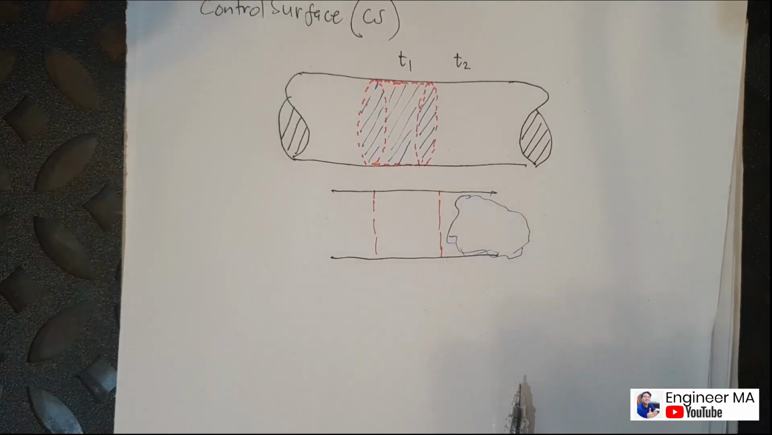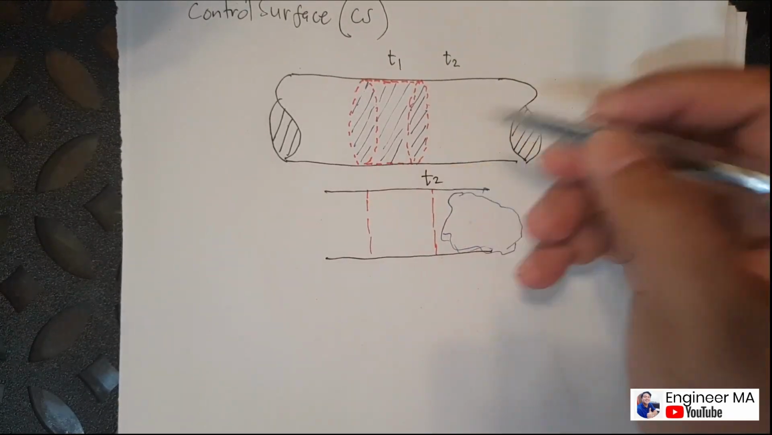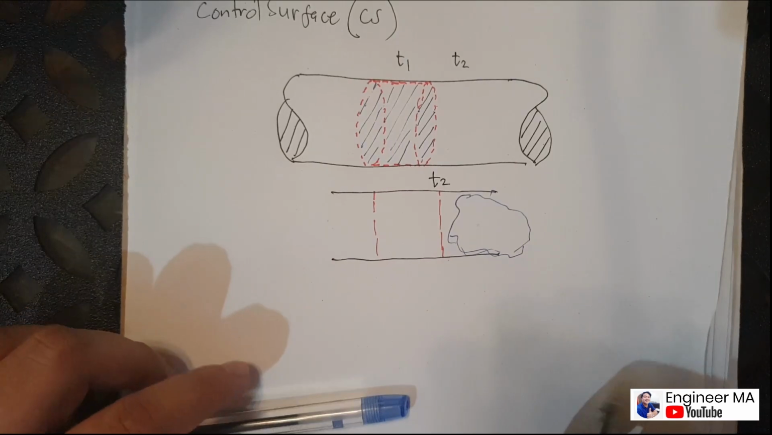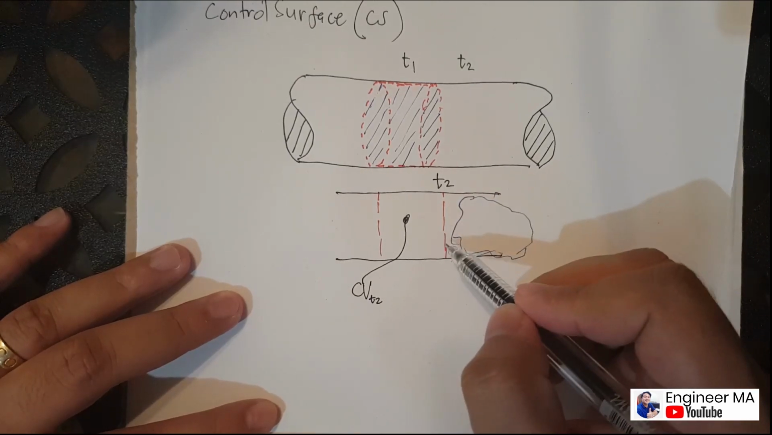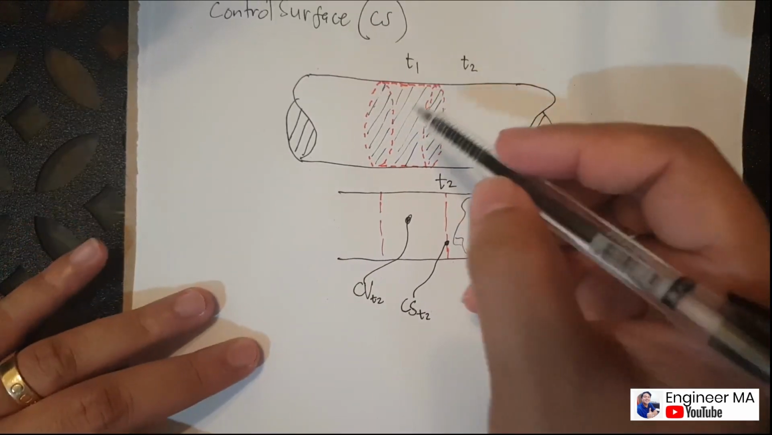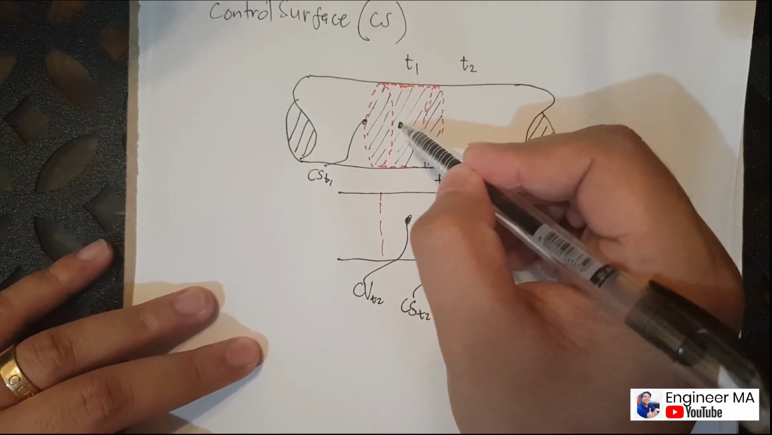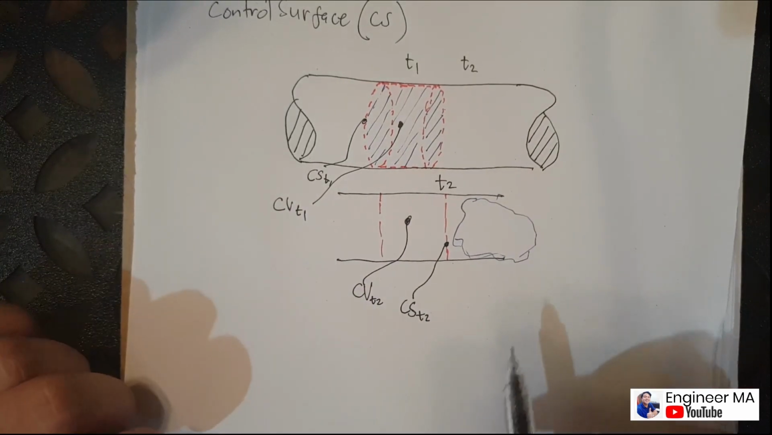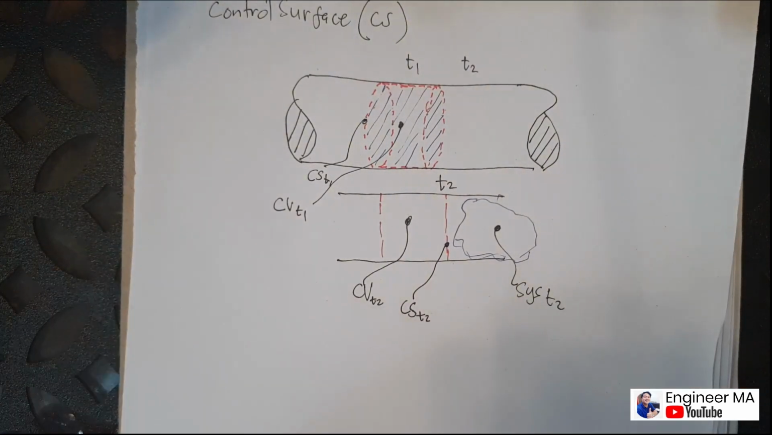Lumabas sa control volume. Okay. So, after some time, at T2, this is the control volume. Ito yung control volume, sorry. Here, CV at T2. And this is the CS at T2. Ito, dito, ito yung CS at T1. Ito yung CV at T2. T1. See? Nandito yung system mo. At T2. Okay. So, there you go.